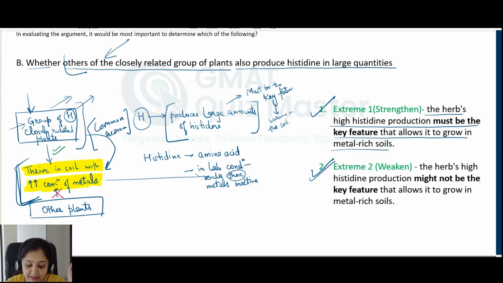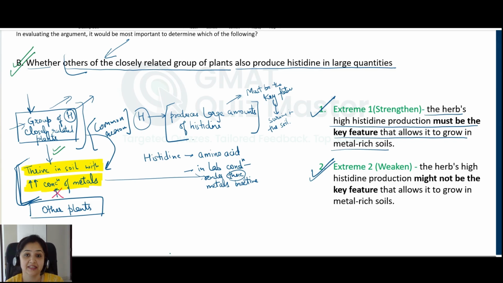So choice B has all the characteristics of a correct evaluate answer choice. It brings in new information. It strengthens the conclusion at one extreme and it weakens the conclusion at the other extreme. And that is why choice B is the correct answer choice.